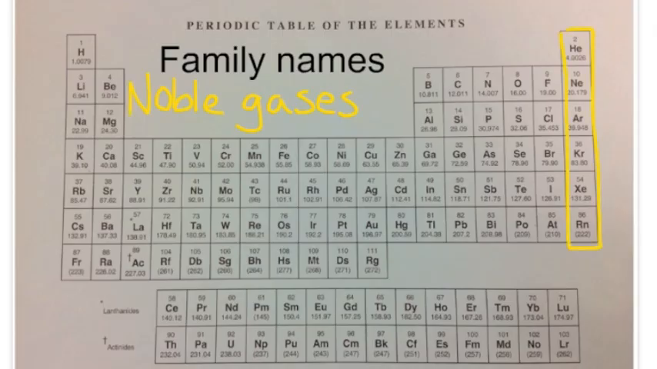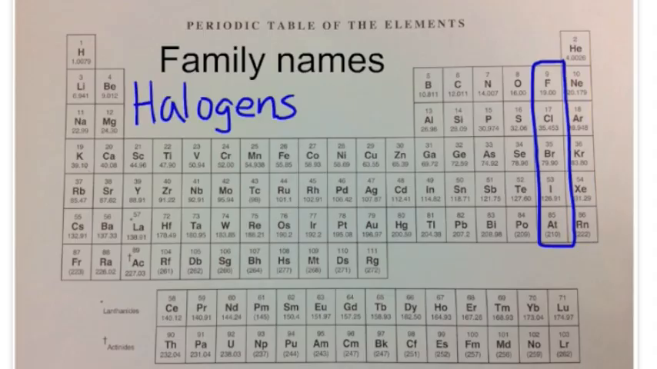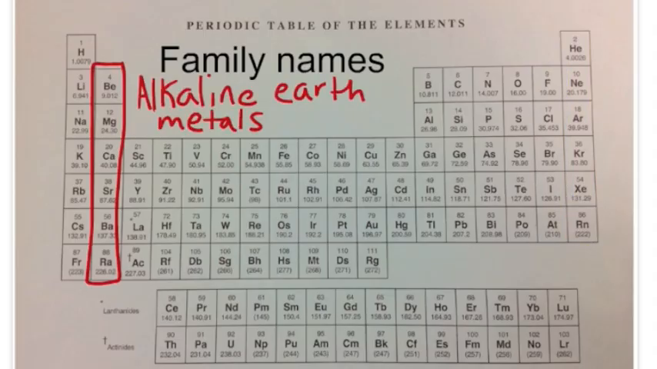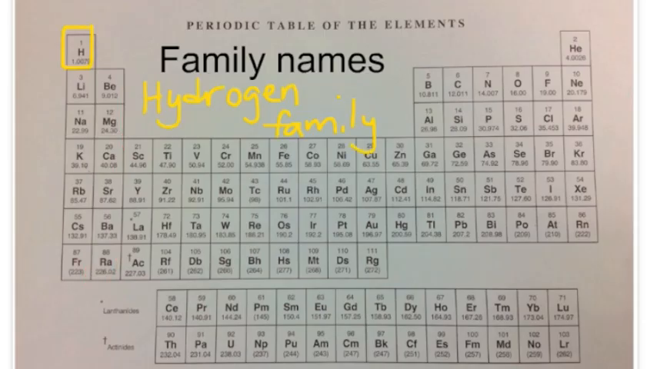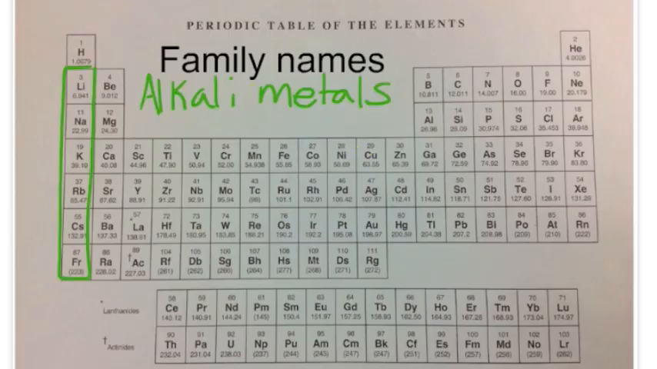8A is also known as the noble gases. 7A are known as the halogens. 2A are the alkaline earth metals. A small part of 1A is known as the hydrogen family. The majority of 1A are known as the alkali metals.